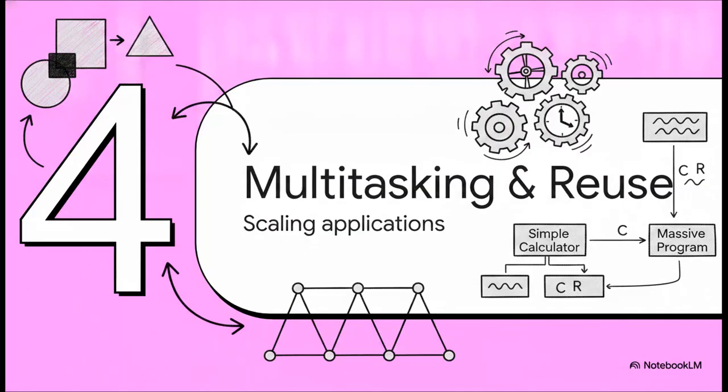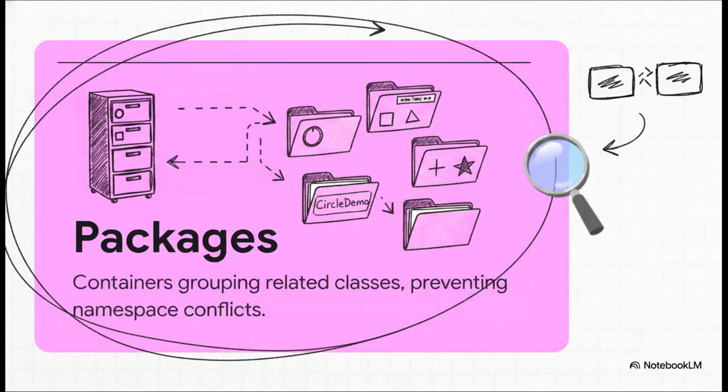Let's shift gears to Section 4, multitasking and code reusability. To see how all this builds up into much larger systems, we have to start with packages. Think of packages as perfectly labeled folders inside a massive filing cabinet. By grouping related classes together, like, say, a mathematical circle demo, packages prevent names from clashing. Without them, if two developers accidentally named different functions calculate, the whole program would just get hopelessly confused. It would be a huge mess.